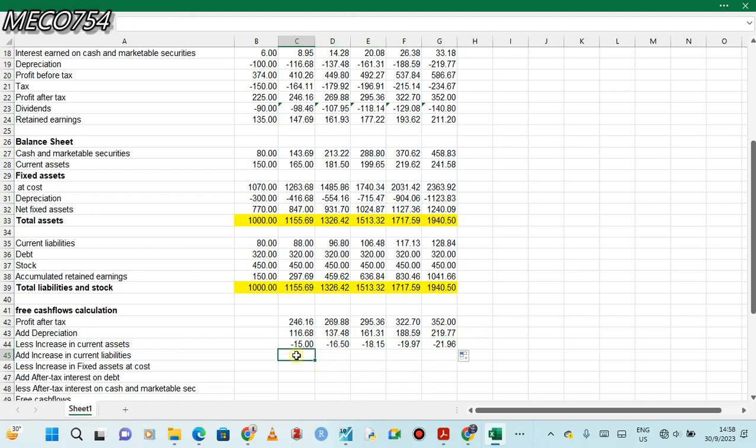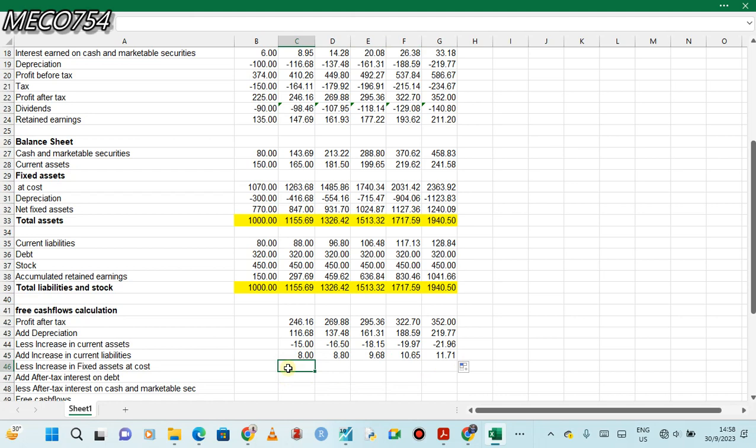Now let's go to our current liabilities. We are going to add them back. It's just a matter of finding the difference between the current period's current liabilities, which is 88, minus the previous, which is 80. There you go, it's 8. That's the difference, and we need to add it back, so the positive sign is 5. Copy the formula.